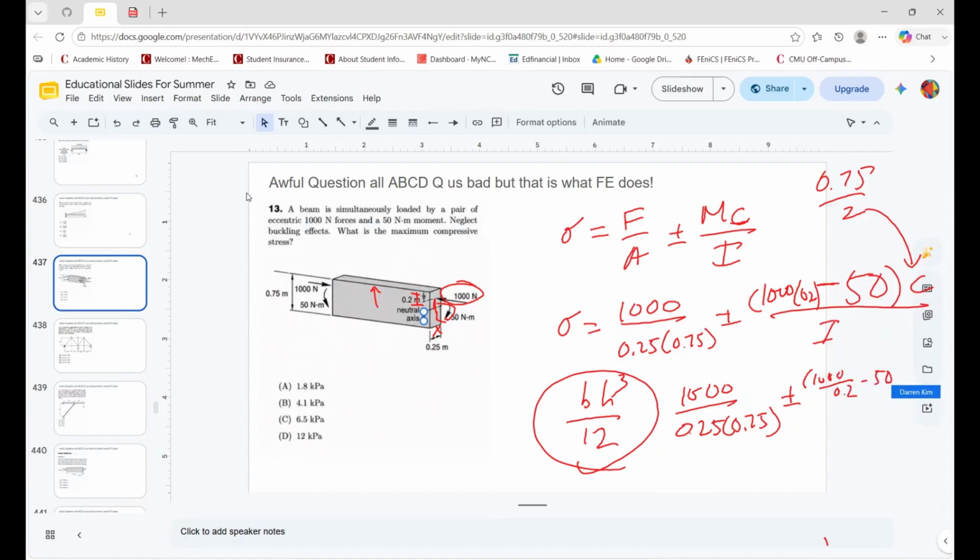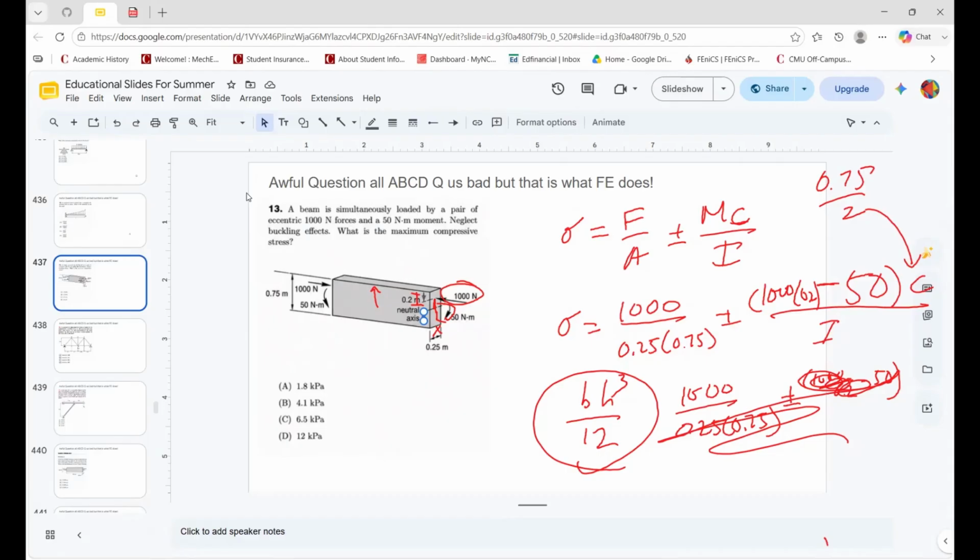2 minus 50. Wait, multiply. Okay, I'm just going to plug into my calculator because I have all the units. I just need to plug in and figure it out. And again, make sure you have all the units. That's newtons, meters. Okay, we got it right. So 0.25 multiplied by 0.75, plus divide 1,000 multiplied by 0.2 minus 50, divided by this. So base is 0.25 multiplied by h, which is 0.75 cubed, divided by 12, multiplied by C, which is 0.375, which equals that. Okay, that looks pretty big.